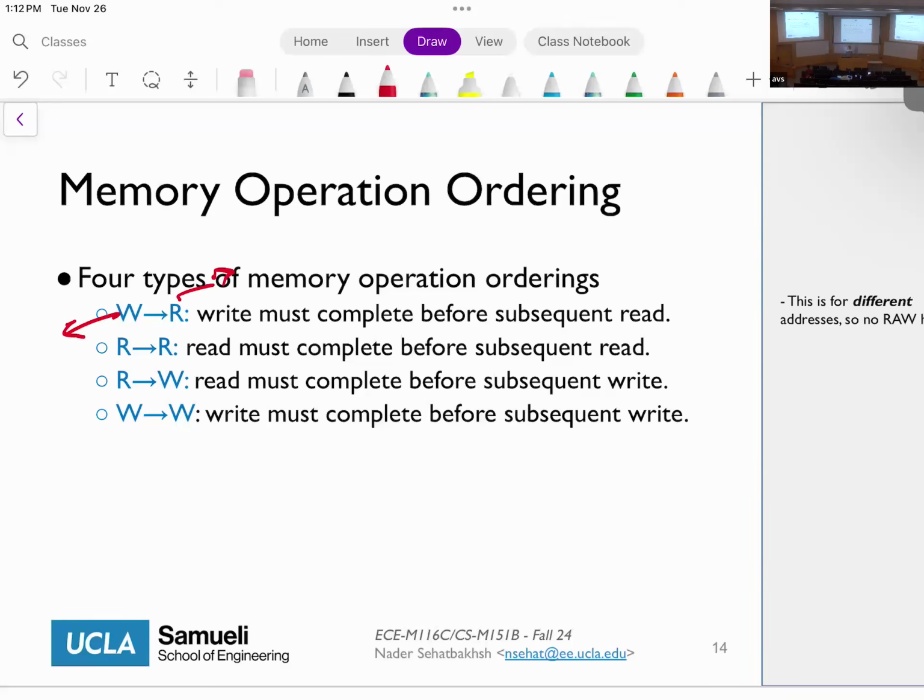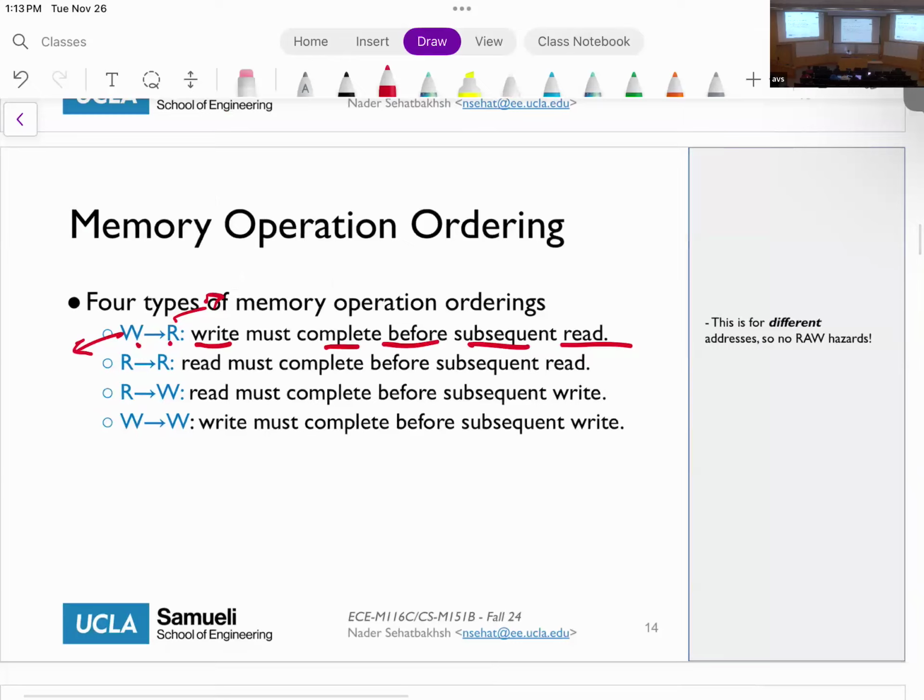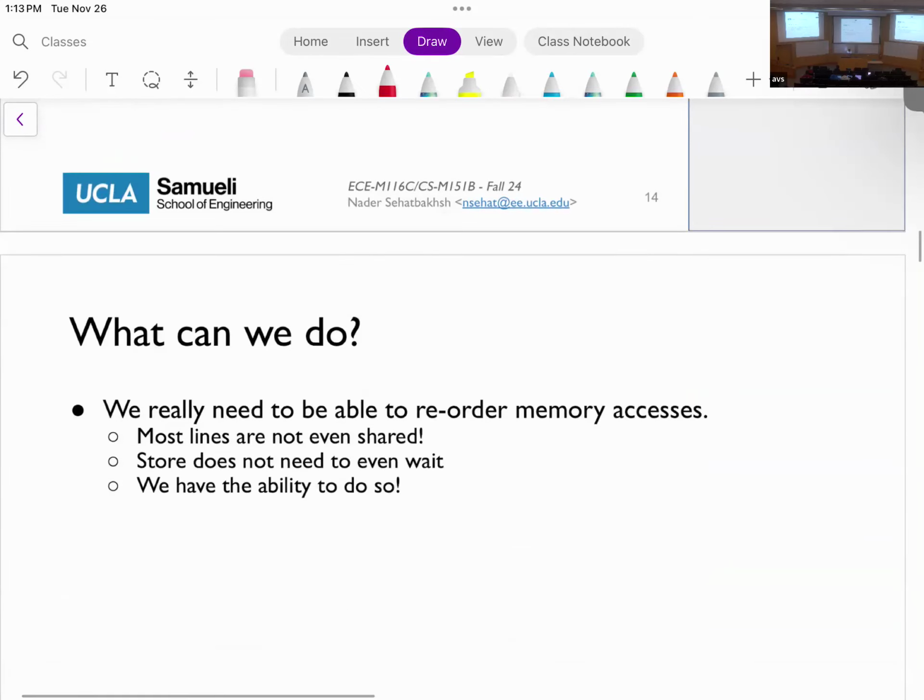So for example, if I say my memory model maintains write then read order, it means that writes must complete before subsequent reads, okay? So if I maintain the order of write, read, it means that the write should be completed first, and then I can issue a read. Same story for read-read, read-write, and write-write, okay? So these are the different possibilities.